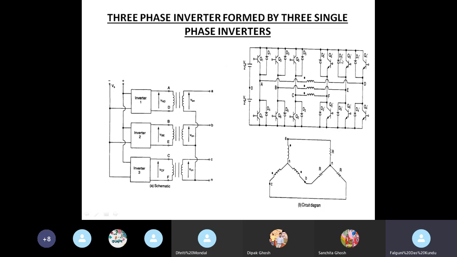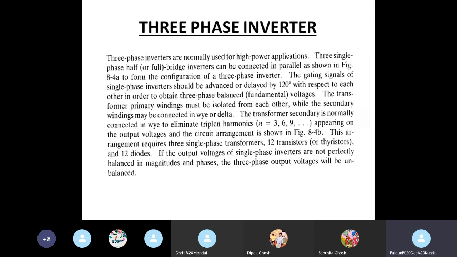Similarly D1 dash, D3 dash, sorry, D1 dash, this is D3. D3 dash, there is a mistake, this is not D5, this must be D3, and this is D5, and Q4, D4 dash, D6 dash, D2 dash. So the description is written here.